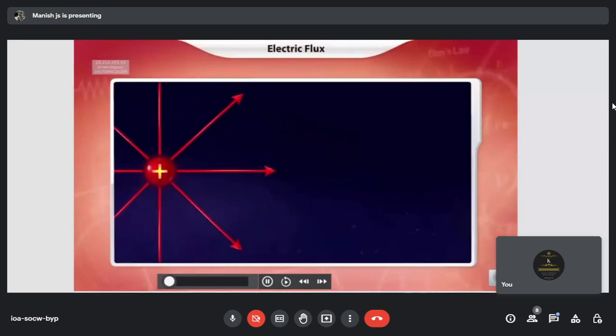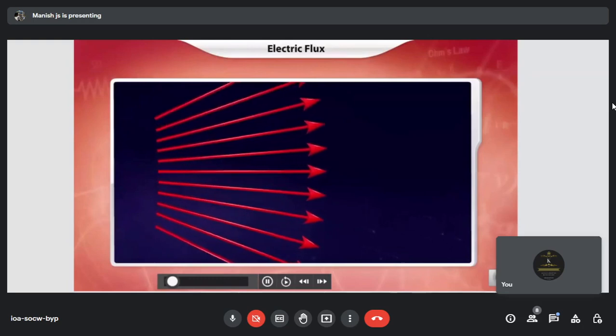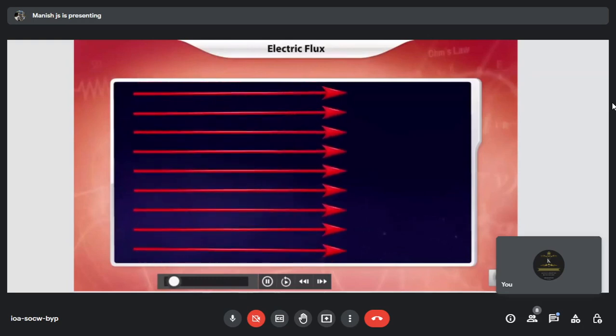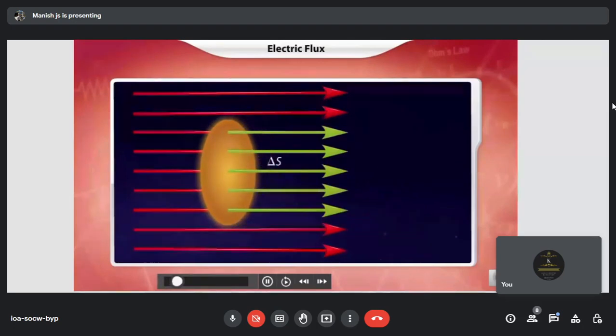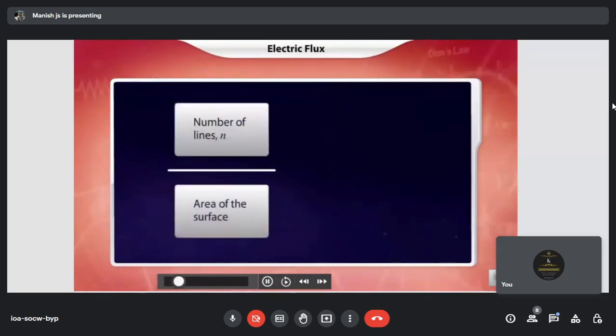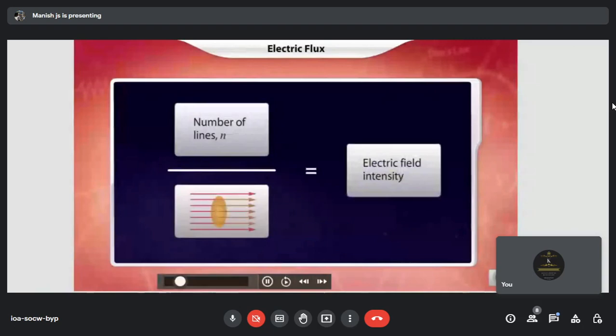However, in real life, it is not possible to count the number of field lines passing per unit area. Moreover, the cross-sectional area element may be at an angle to the field lines or even parallel to the field lines. How then do we measure the strength of the electric field?